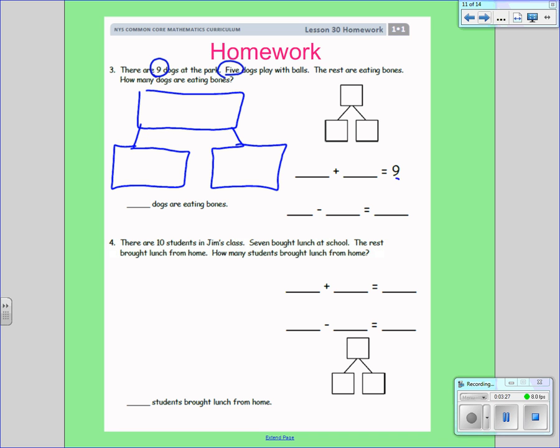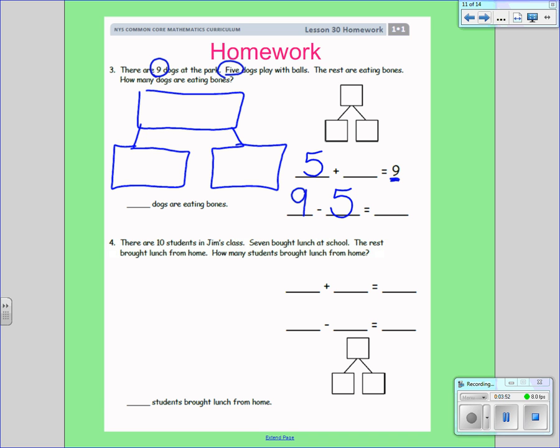They've given us a 9 here, but we need to figure out where that 9 goes down here. 9 we know is the total, so that's going to go first with our subtraction problem. All right, our other number is 5, so we're just going to plug that in. 5 plus something is 9, or 9 take away the 5 dogs will give you how many are eating bones. So let's solve that problem.